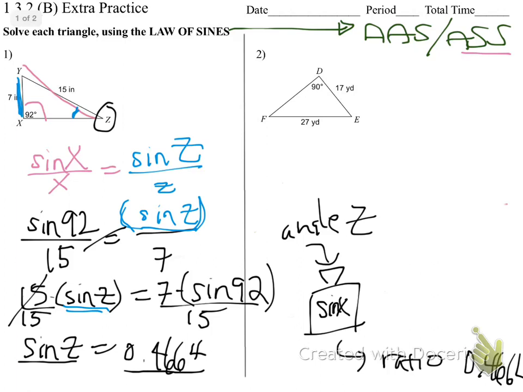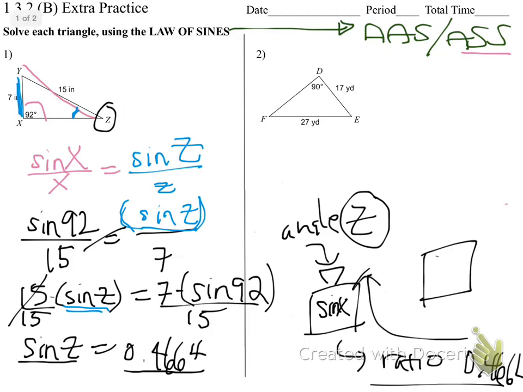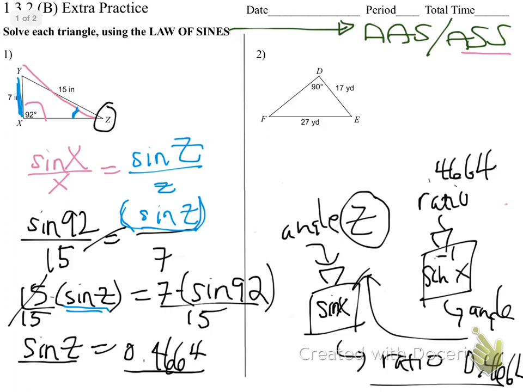But I want to know what angle I have to put in to get this output. Well, if you know the output, how do you figure out the input? You have to do the inverse. It's the reverse function, which is sine inverse. If I do sine inverse of x, and I put in a ratio, I should get out the angle. So if I put in the ratio 0.4664 and I sine inverse it, it will tell me my angle z.